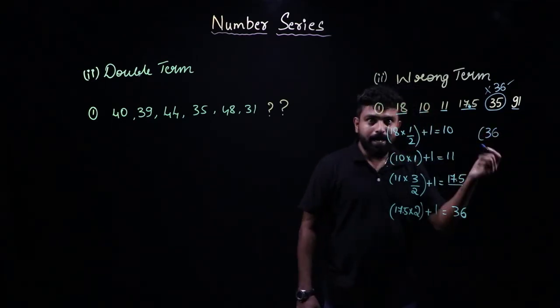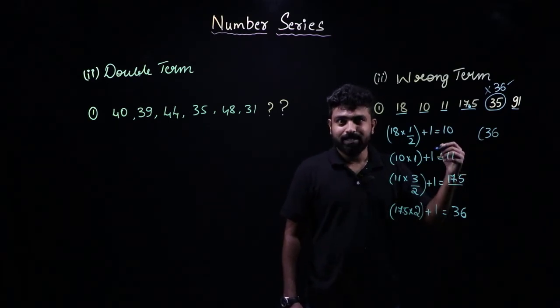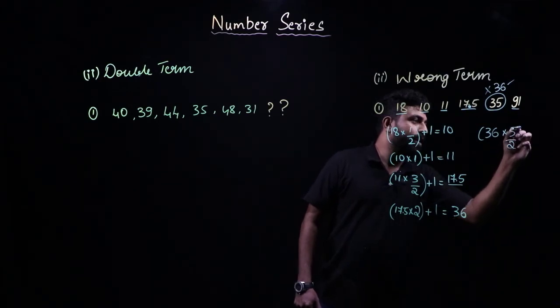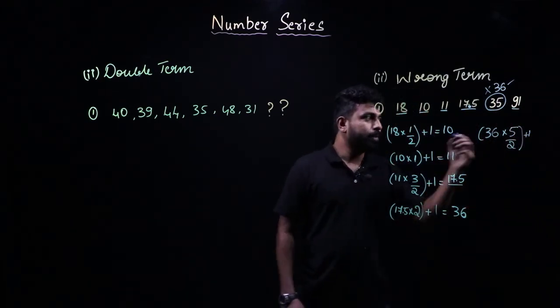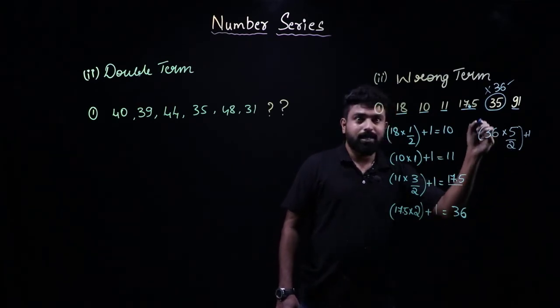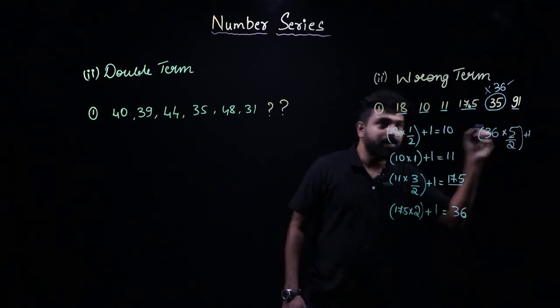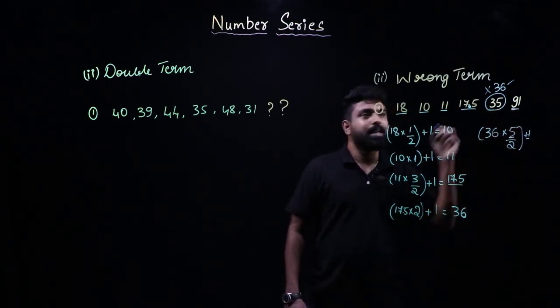And what should I multiply here? I should multiply 36 with 2.5. What is 2.5? It is nothing but 5 by 2. So I have to multiply 36 with 5 by 2 and add 1 to it to get my final answer. So let me check. 36 by 2 is nothing but 18. 18 into 5 is 90. 90 plus 1 is 91. Yes, I'm getting the right answer here.